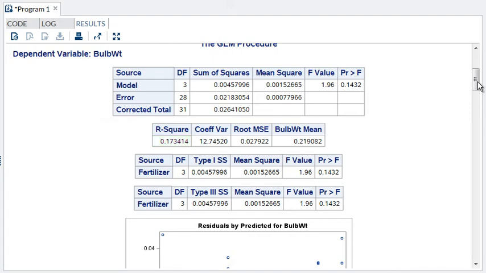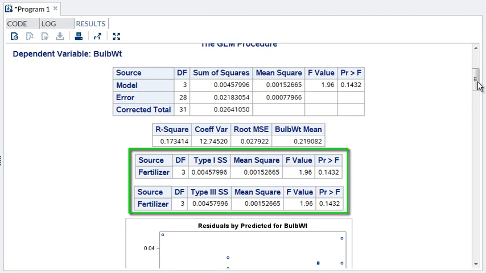Interesting. The coefficient of variation expresses the root MSE as a percentage of the mean bulb weight. It is a unitless measure that is useful in comparing the variability of two sets of data with different units of measure. The root MSE is the estimate of the standard deviation of bulb weights for all fertilizers. The bulb weight mean is the mean of all the data values in the variable bulb weight without regard to fertilizer. Now let's look at information about our class variable in the model, fertilizer.